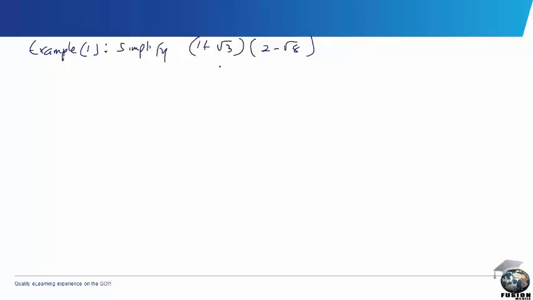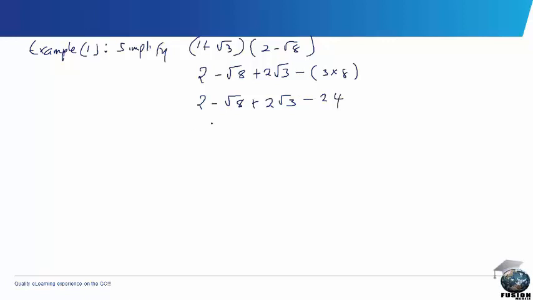The same method of expansion we used for factorization and in our algebraic equations will apply here. 1 times 2 is 2, and then 1 times minus root 8 is minus root 8, and then root 3 times 2 gives plus 2 root 3, and then root 3 times minus root 8 gives minus root of 3 times 8. So we have 2 minus root 8 plus 2 root 3 minus root 24.